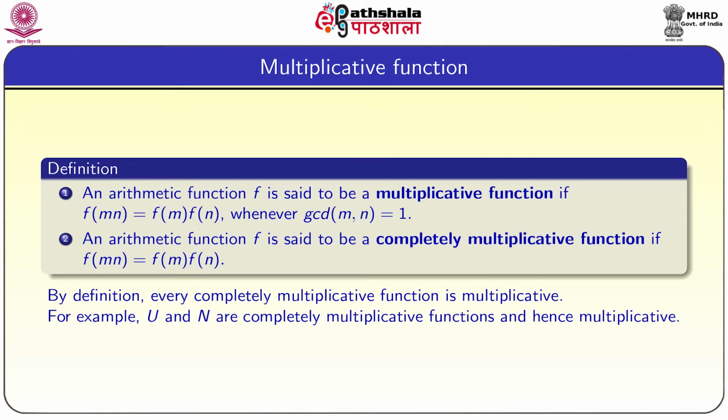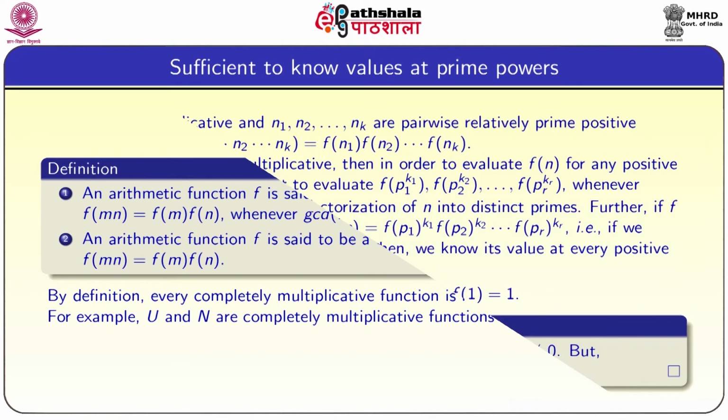Simply, a function is said to be completely multiplicative if f(mn) is equal to f(m) into f(n). So, by definition every completely multiplicative function is multiplicative, since there is no restriction on m and n. For example, u and n are completely multiplicative functions, that is easy to verify, hence they are also multiplicative.